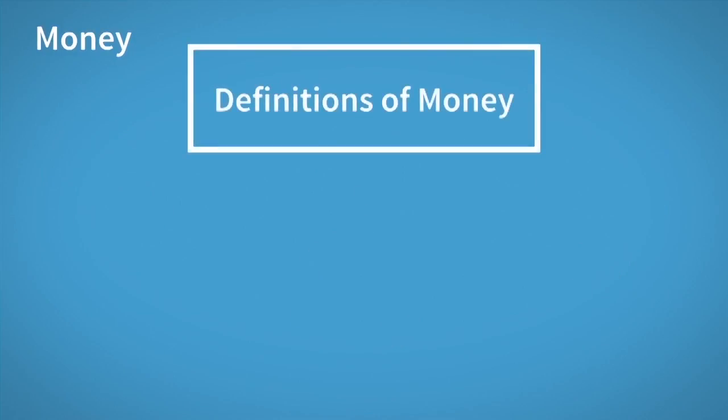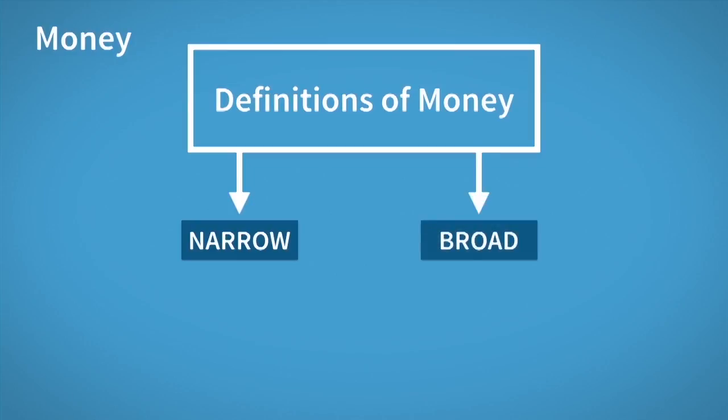What about the definitions of money? Well, first we have narrow money, which is basically anything which is not earning interest. So we're talking about currency in circulation and bank deposits. Then we have broad money, which includes all of the narrow money, and it also includes assets which are a little less liquid than currency in circulation, but are still immediately spendable.